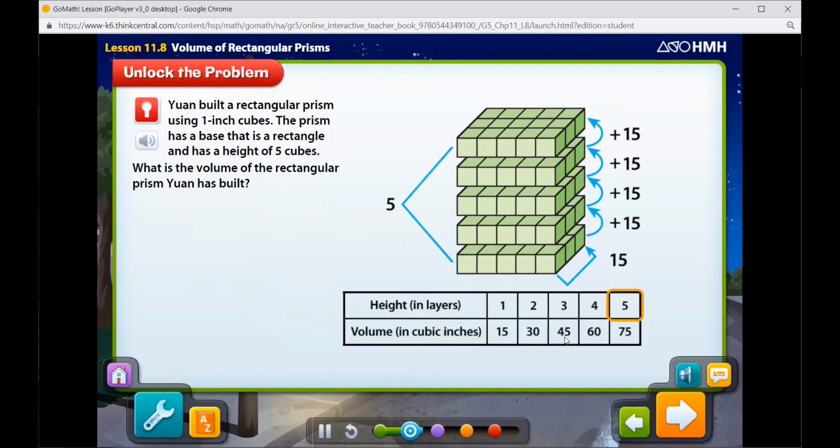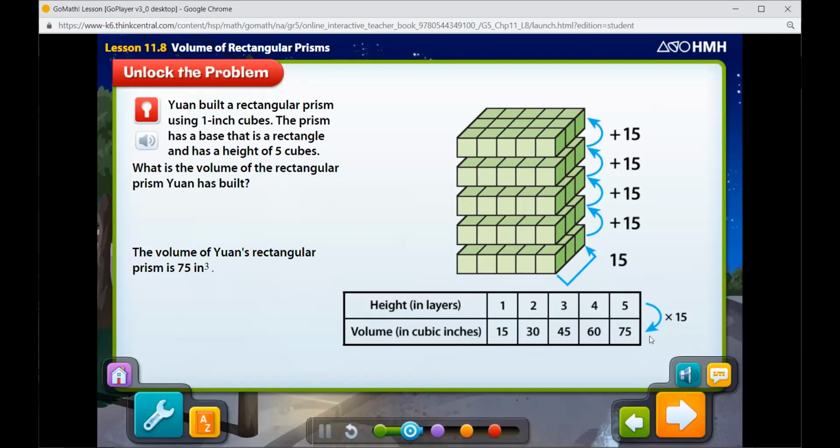To find the volume, you multiply the height of the prism, 5 cubes, by the number of square units in each layer, 15. The number you multiply the height by represents the area of the base, or the number of cubes in each layer. So the volume of Yuan's rectangular prism is 75 cubic inches. Did you understand how you got 75? For one layer, the volume of the cube is 15. So for 5 layers, you will have 15 times 5, that is 75.